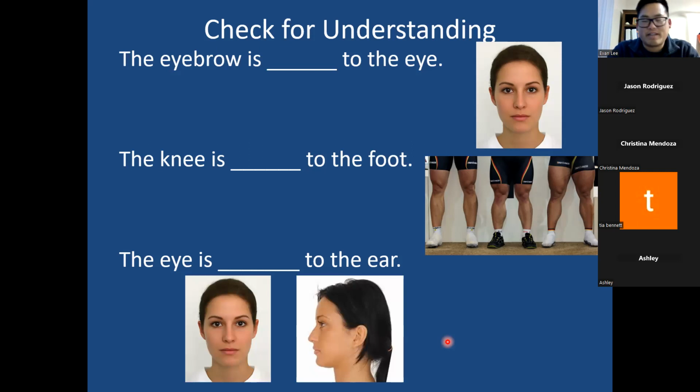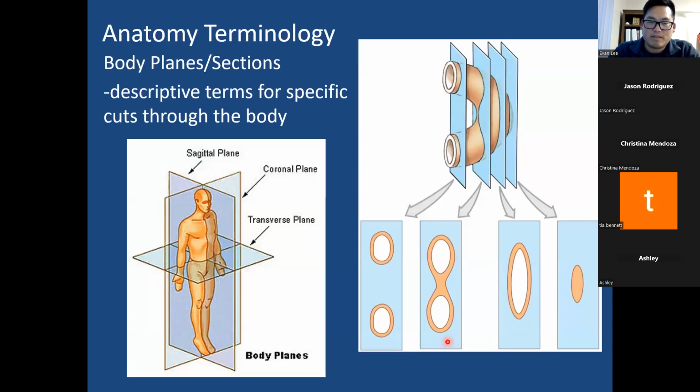Hopefully you get the gist of how to use these terms and what they mean, but there's a little bit more that we need to go over. So let's keep going and talk about body planes. If you look closely, body planes are basically cutting the body in different directions. You've got one that's going across, and others up and down in different directions. And this is going to show you different things inside the body.